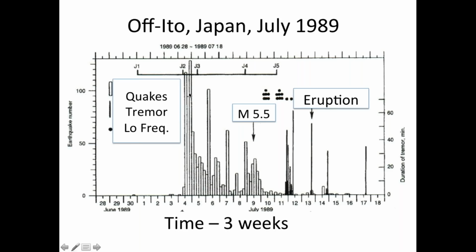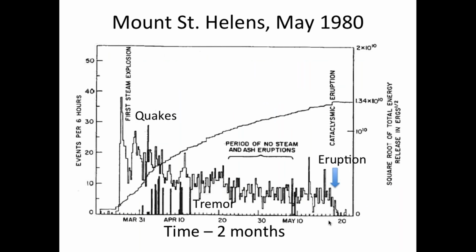So the bars here show the number of earthquakes per unit time. I think it's every 3 hours. And they drop off. The largest earthquake occurs here. The black dots are low frequency events, followed by tremor, and finally eruption. So on a scale of 3 weeks with this basaltic volcano, we're seeing this whole series of steps that I described as a generic swarm. So that's one example. Here's a second example.